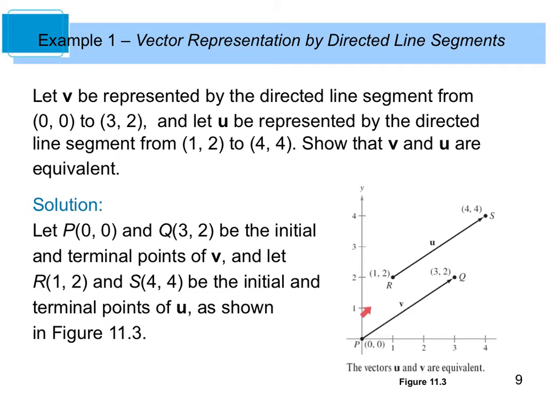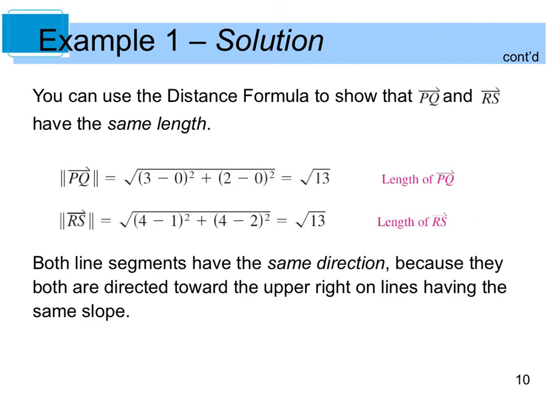So I'm going to have to rise 2 and run 3, and from here I'm going to have to rise 2 and run 3. So that kind of gives you the angle that it's coming off of the directed line segment. And then for the magnitude, if you just do the distance formula, that tells you how long it is. So I know that they're heading in the same direction and they have the same length. And here's the slope conversation that we did on the other slide. So that tells me that they're going in the same direction because the slope is the same and the magnitude is the same.